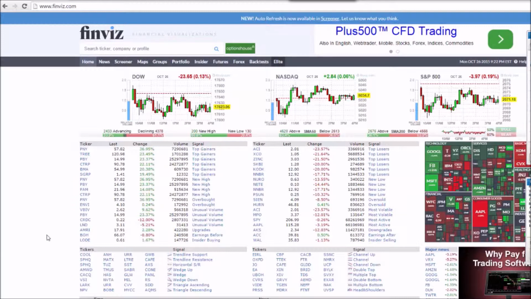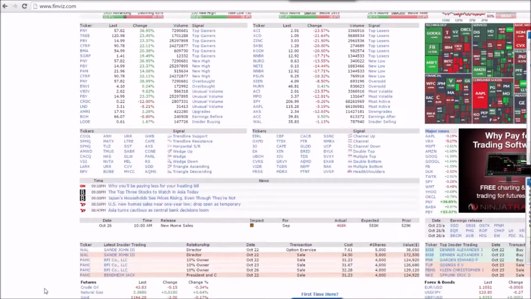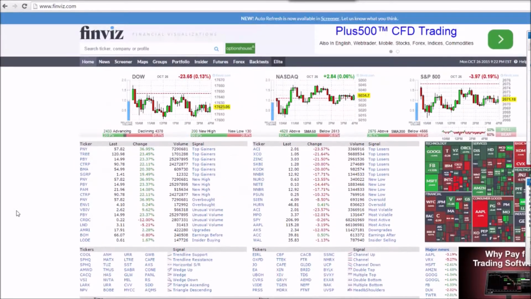When you open this window the first time, you see how the indexes went last night: Dow Jones, S&P 500, and Nasdaq. In general, if this window is all in red, it means it's all going down. If it is in green, it was going up. So it's kind of a visual representation. Also, you will see some major news, and kind of small information.